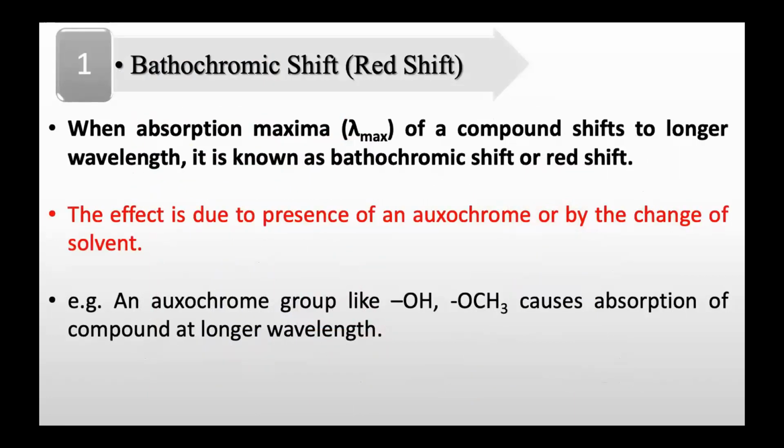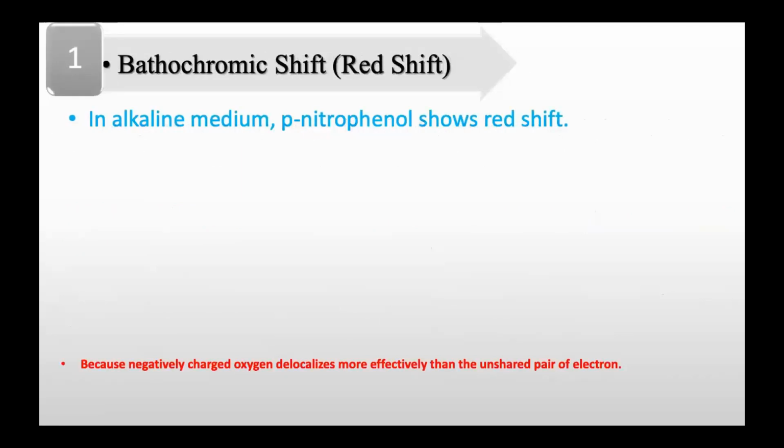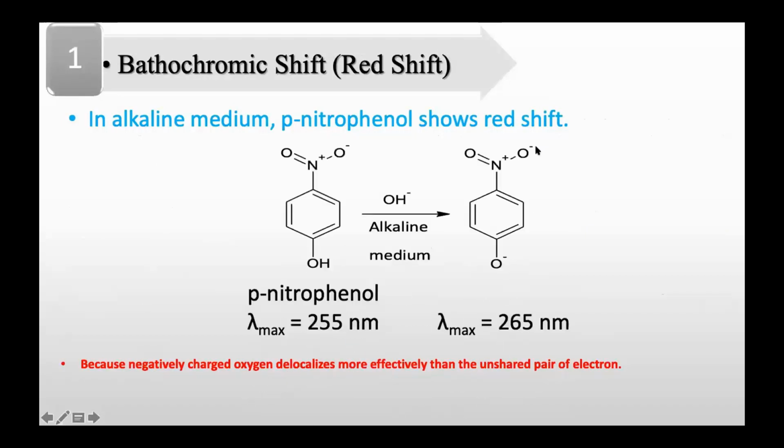Now we will discuss them in more detail. Bathochromic shift: when the absorption maximum of a compound shifts to a longer wavelength, it is known as bathochromic shift or red shift, and the effect is due to the presence of an auxochrome or a change of solvent. Auxochrome groups like OH and OCH3 cause absorption of the compound at a longer wavelength, creating a bathochromic shift. So this is an example of a bathochromic shift. In alkaline medium, paranitrophenol shows a red shift or bathochromic shift.